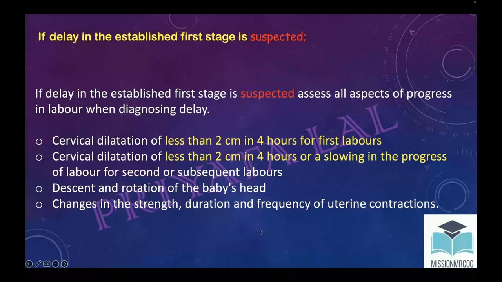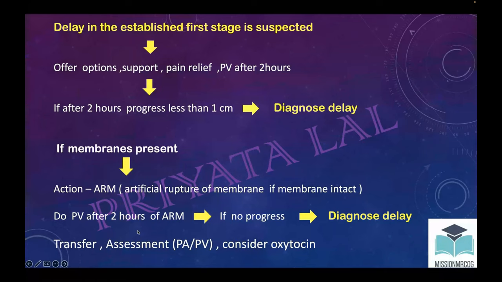Now what to do? If you are suspecting, then offer options to the patient: support, pain relief, and PV after 2 hours. These are the first-line options you will offer. Now if you do PV after 2 hours and progress is less than 1 centimeter, then you diagnose delay. And if the membranes are present, then do ARM and do PV after 2 hours, and if there is no progress, then diagnose delay.